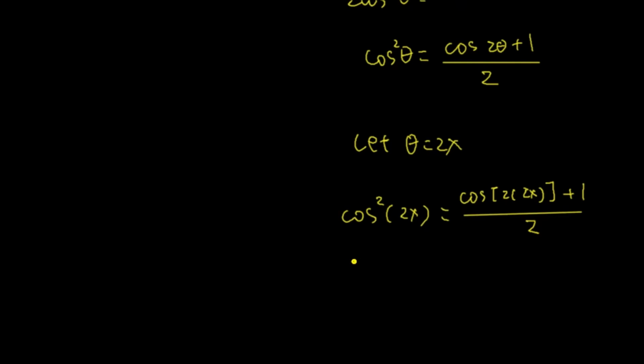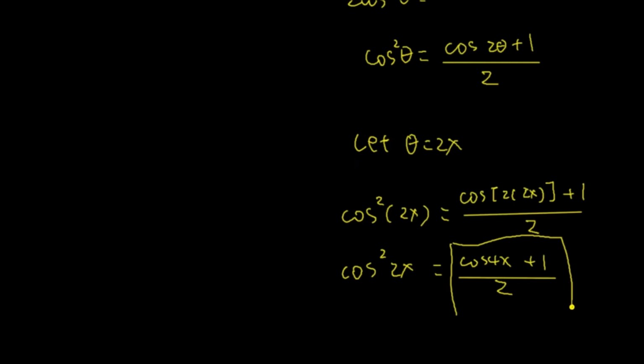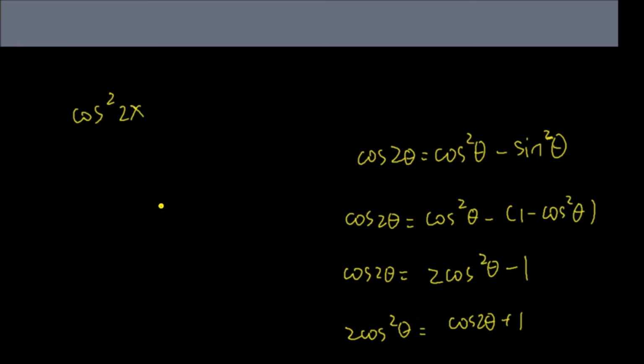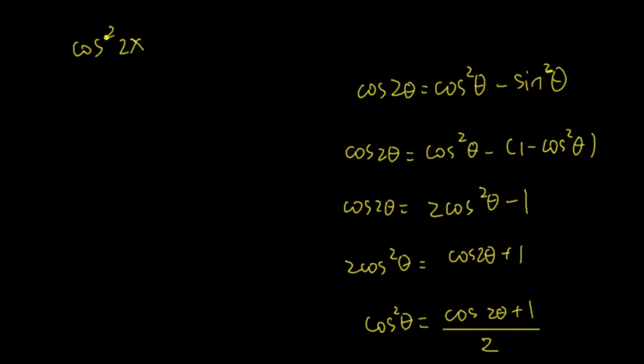So I have cosine squared 2x is equal to, now 2 times 2 is 4, (cosine 4x plus 1) divided by 2. So that is cosine squared 2x. And we know that that will be easier for integration. Okay, so we found out what we will write for cosine squared 2x.